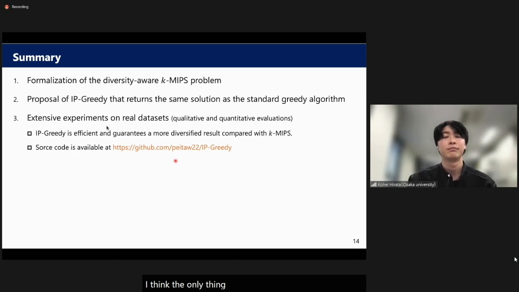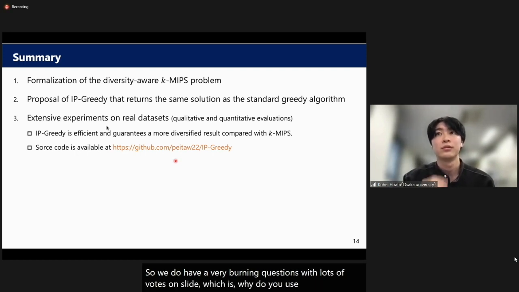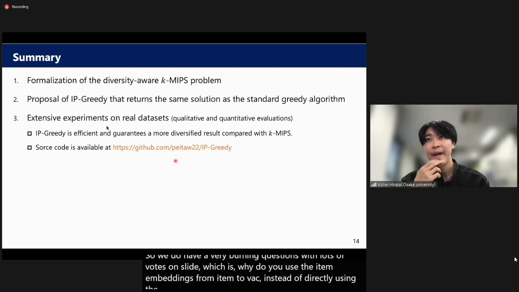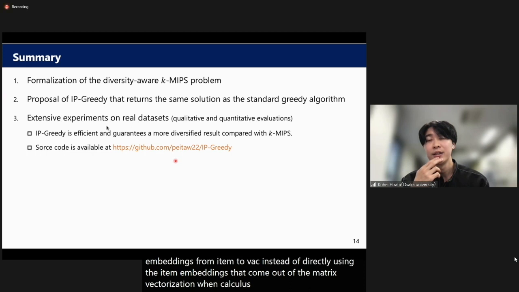So we do have a very burning question with lots of votes on Slido, which is, why do you use the item embeddings from item2vec instead of directly using the item embeddings that come out of the matrix factorization when calculating distance?